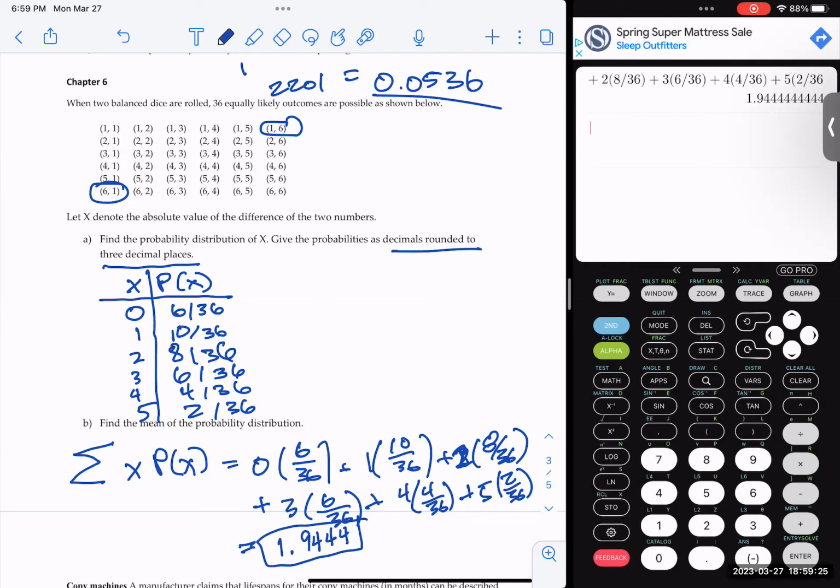Do we not divide? Okay, so Desiree said, do we not divide? And that is a brilliant question. We have divided. If you wanted to, we could actually look at this as adding 0 times 6 plus 1 times 10 plus 2 times 8 plus 3 times 6 plus 4 times 4 plus 5 times 2, and then divide everything by 36, right? We just divided at each individual step.